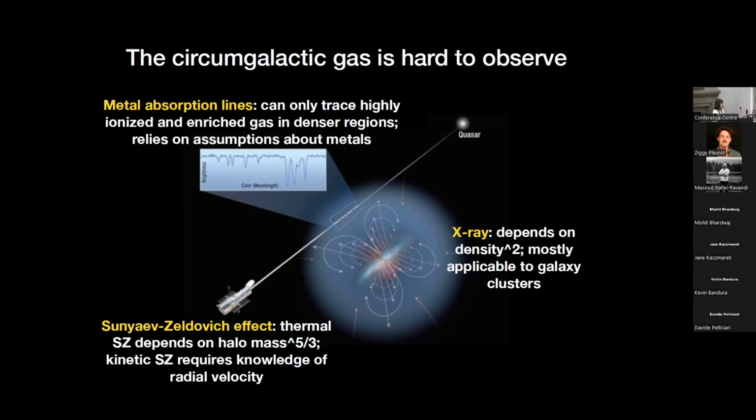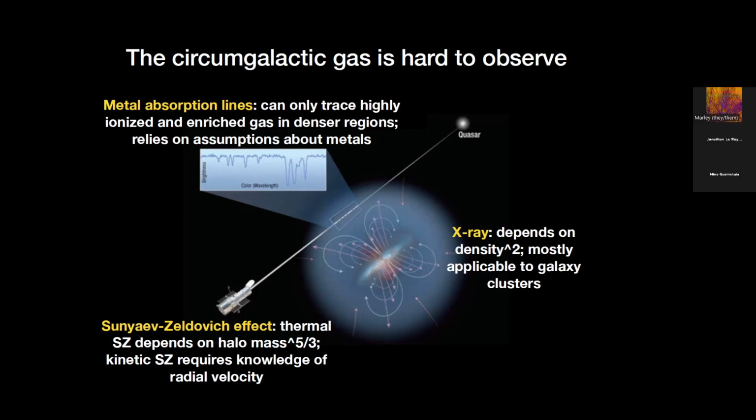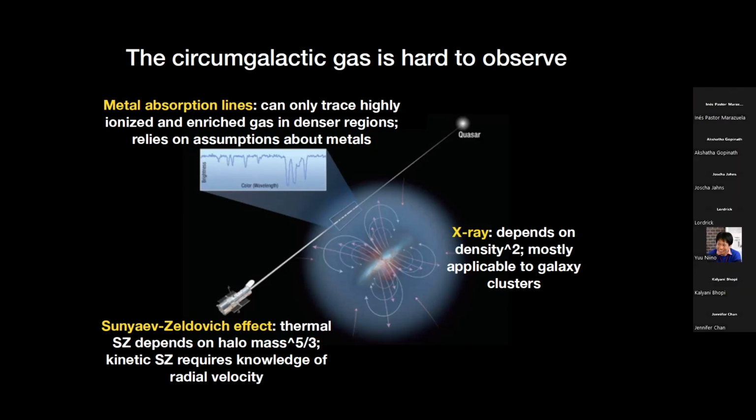And then the Sunyaev-Zeldovich effect of the CMB is recently getting very interesting because of some efforts within the Atacama Cosmology Telescope. They're doing some interesting stacking measurements of the thermal and kinetic SZ, and they are getting some useful constraints on the circumgalactic medium. But the problem here is that for thermal SZ, it depends on halo mass to the 5/3. So again, it is dominated by the most massive objects in the universe.